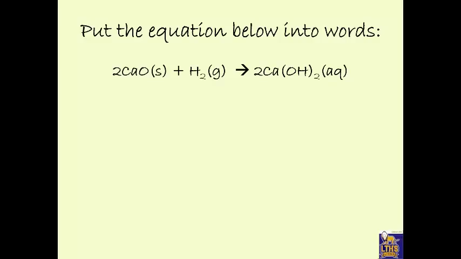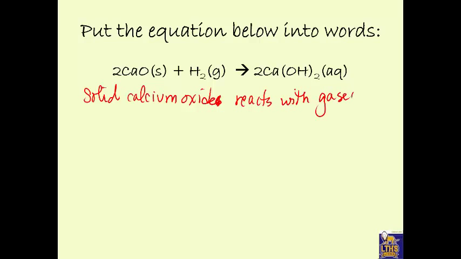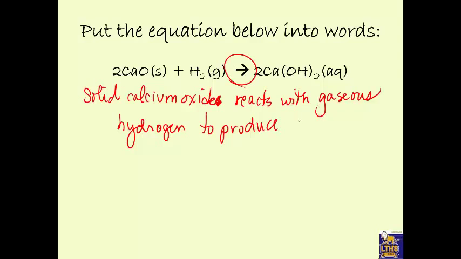So let's put it into words. So what we're finding out is we have to know how to name this. We're going to call it calcium oxide. What kind of calcium oxide? Solid. Solid calcium oxide reacts with, I put oxide, what was I thinking? Reacts with gaseous hydrogen to produce, hey, where'd I get that? That's the arrow, to produce aqueous calcium hydroxide.